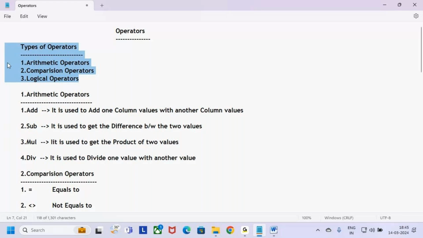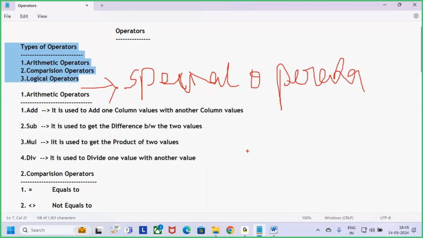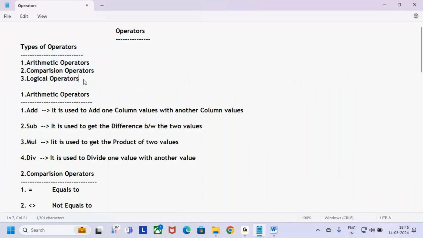And there is one more operator, as I said, what is the type of operator? Special operators. So when will we discuss these special operators? We'll discuss the special operators at the time of discussing about what? Gallery. When I'm discussing the galleries, at that time you will understand the special operators, guys. For now, this is not the scenario where we'll discuss these special operators. So these are the different types of operators we'll have. Let me stop here today.